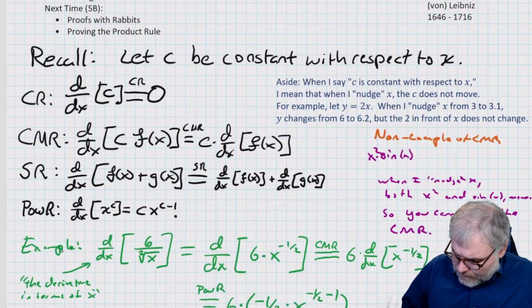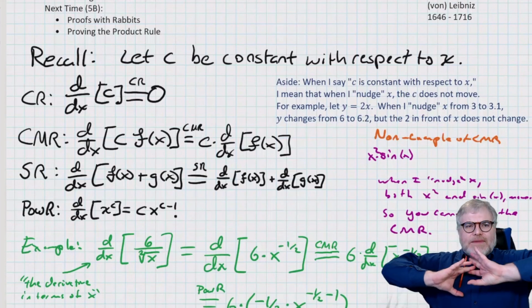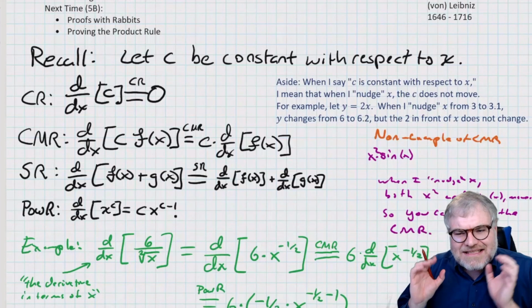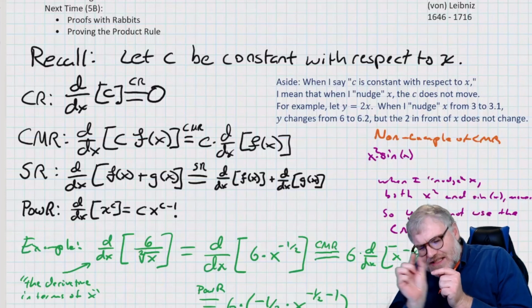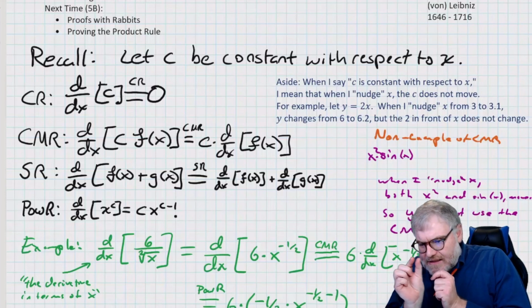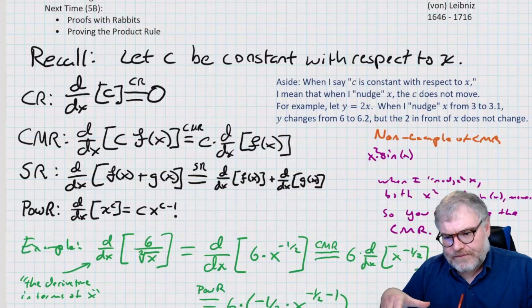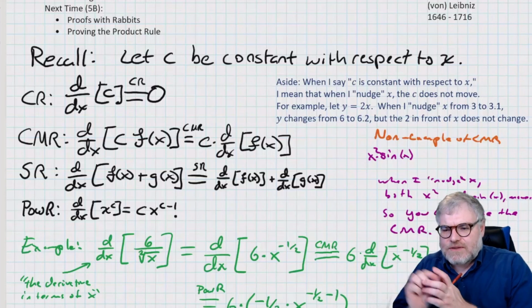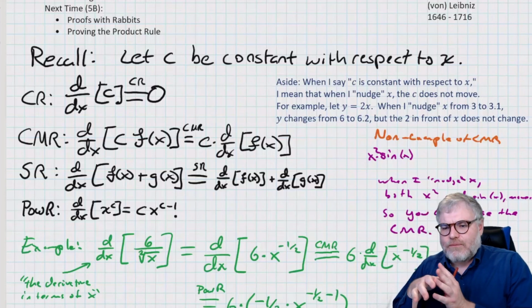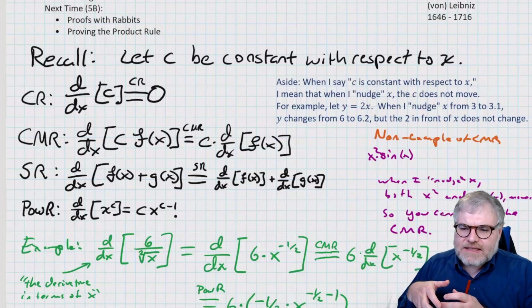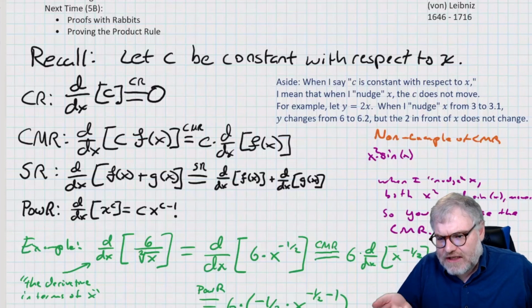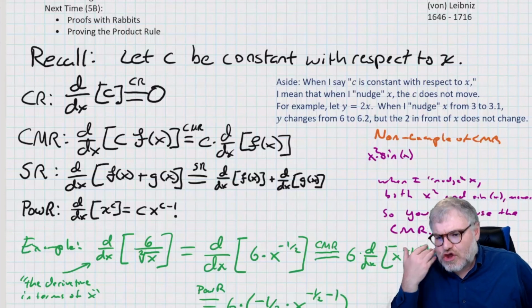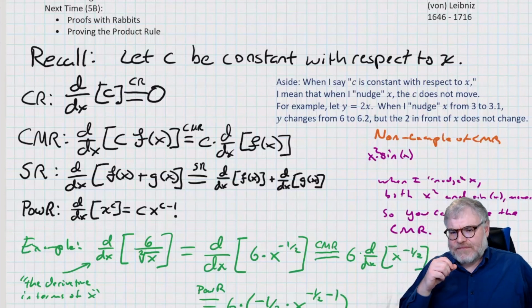Let's just recall these were the rules I had. Let C be constant with respect to x. Now, I need to be particular. When I say C is constant with respect to x, I mean if I nudge x a little bit, the C doesn't move. So for y equals 2x, when I nudge x a little bit from 3 to 3.1, y is going to change from 6 to 6.2. But the 2 in front of x never changes, right? It's just a 2. That's a constant, okay?